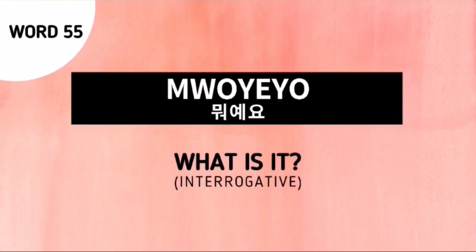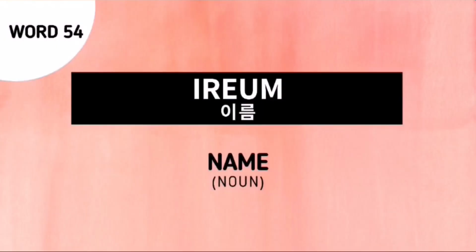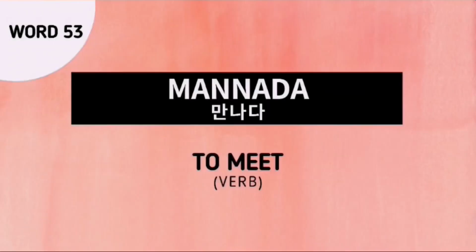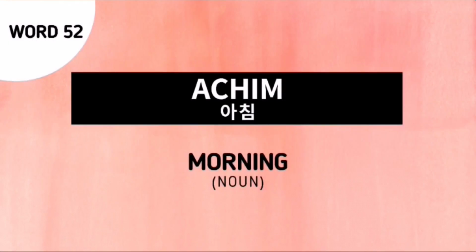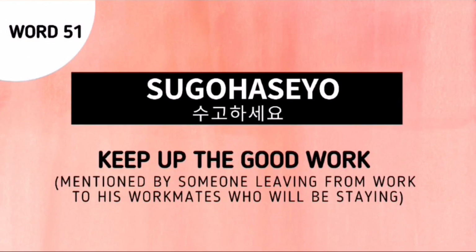The first word for our review is word number 55, 뭐예요, and this is used to ask, what is it? Next word for our review is word number 54, 이름, which means name. Next word for our review is 만나다, which means to meet. Next word is 아침, which means morning. Next word is 수고하세요, and is used to say keep up the good work.